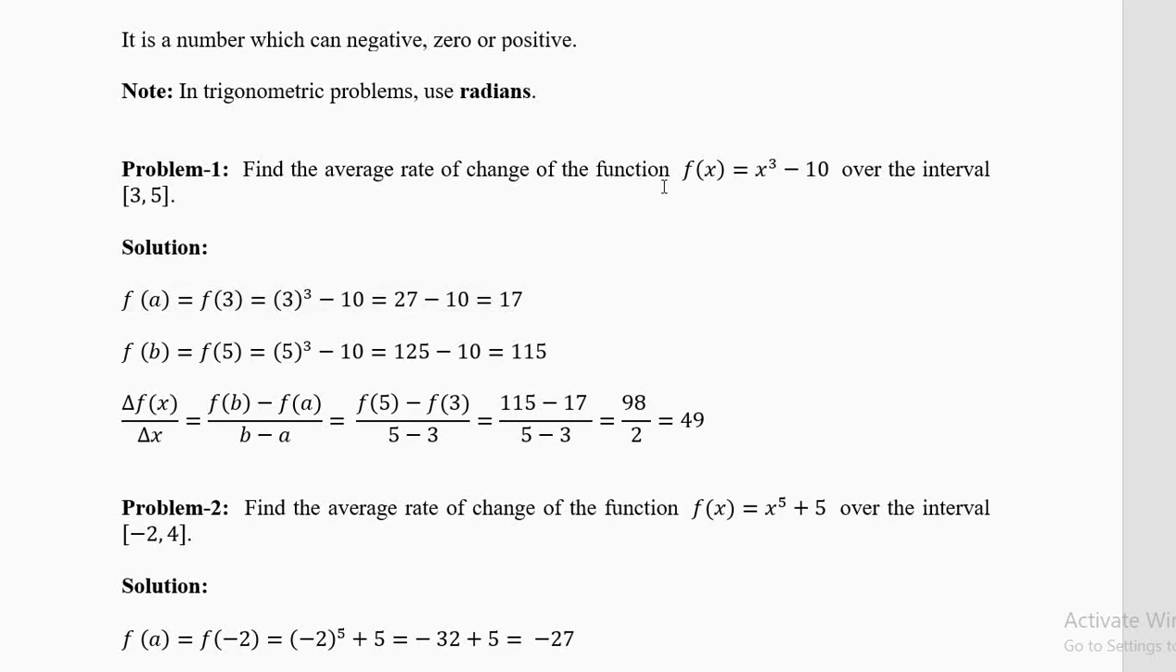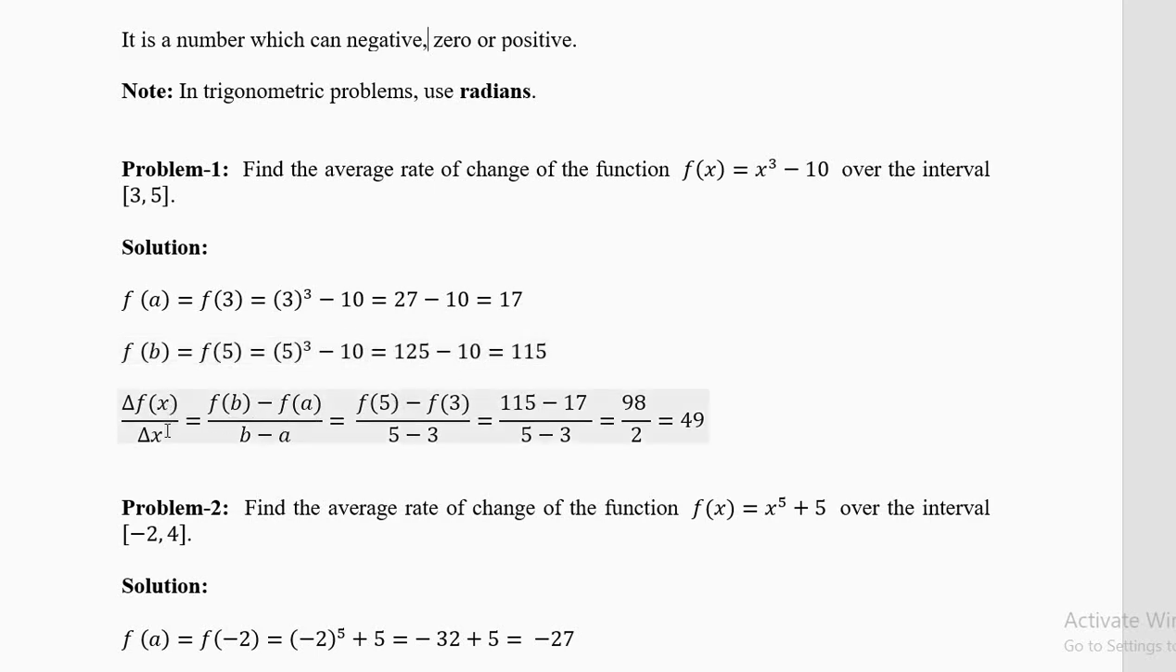Find the average rate of change of the function f of x equal to x cube minus 10 over the interval [3, 5]. a equal to 3, b equal to 5, f equal to x cube minus 10. First calculate f of a, you will get f of 3, 3 cube minus 10. 3 cube is 3 into 3 into 3, which is 27, minus 10 is 17. f of b is f of 5, which is 5 cube minus 10. 5 cube is 5 into 5 into 5, you'll get 125 minus 10, 115.